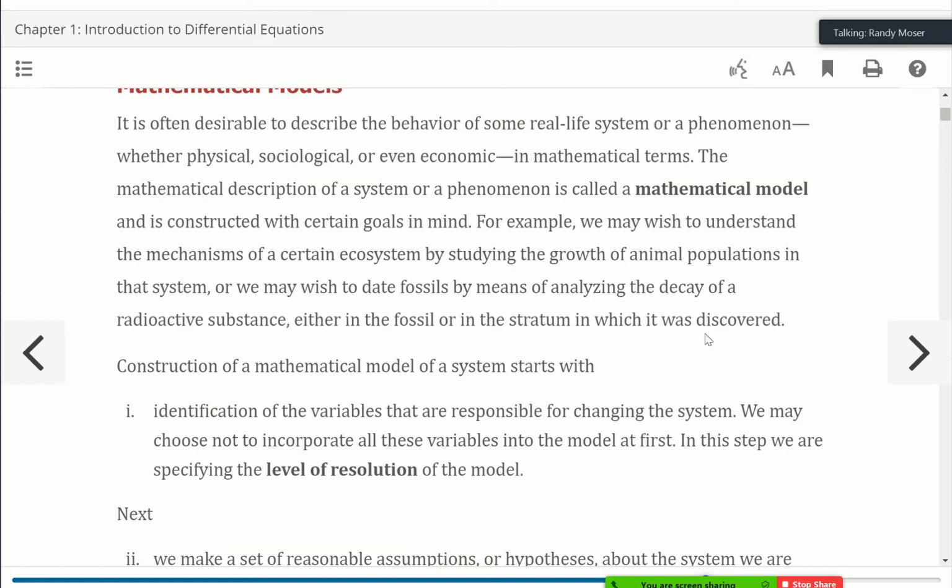Okay. So one of the things that we're going to talk about is that the mathematical description of a system or a phenomenon is what we refer to as mathematical modeling. It's an attempt to write down equations that model the real-world phenomena that typically we see.